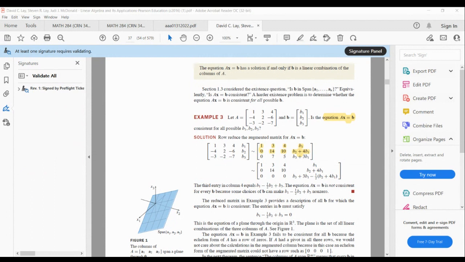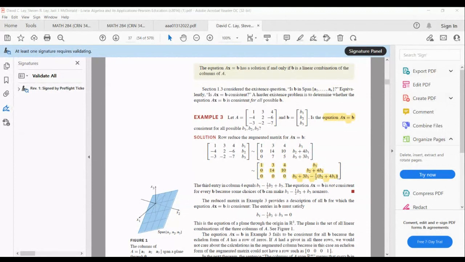And that's how you got the 0 in the second row: 0, 14, 10, and b2 plus 4 b1, those four values. And then similarly, to get a 0 in the first column, third row, you multiply the first row by 3 and add that result to the third row and replace the third row with that sum. And then they just continue getting this in echelon form. And when they get there, okay, they get down to here.